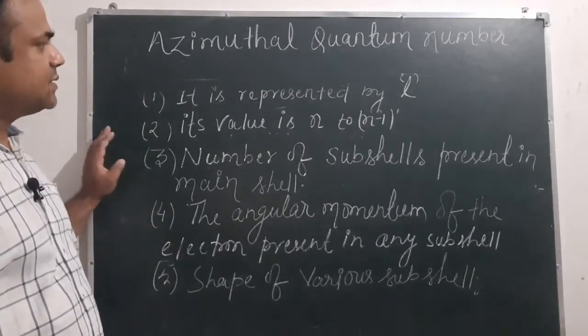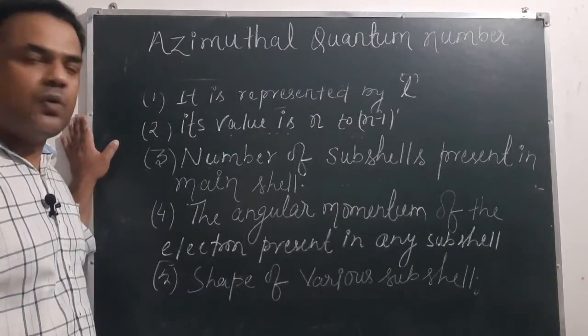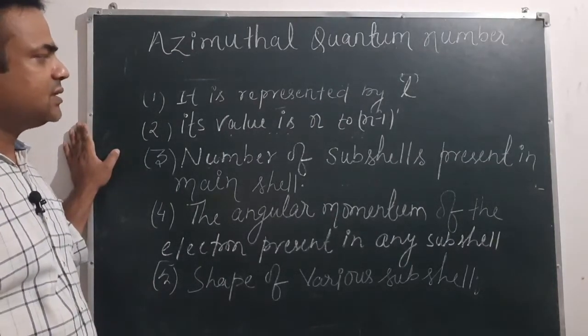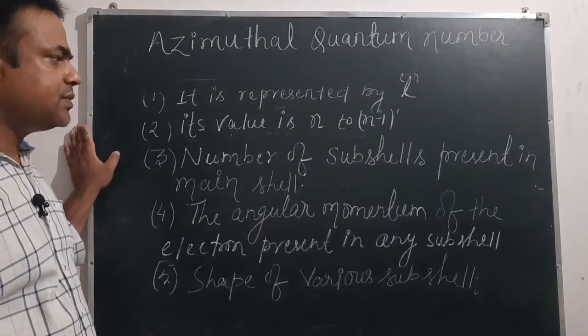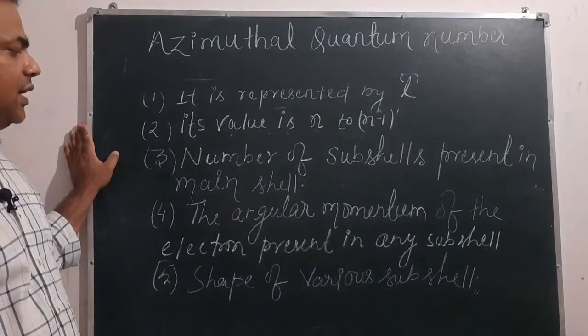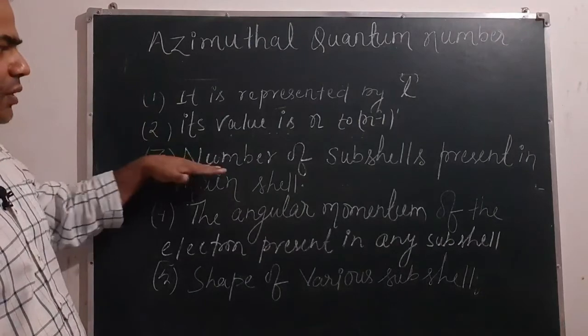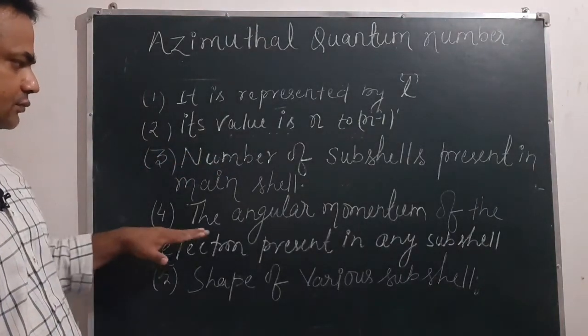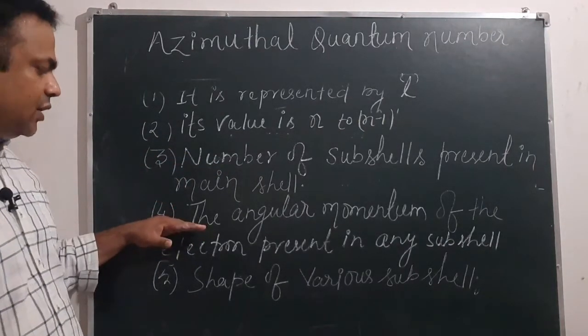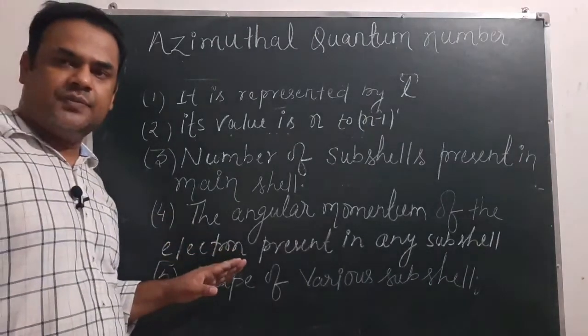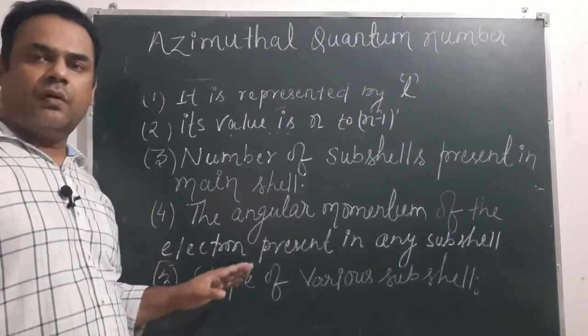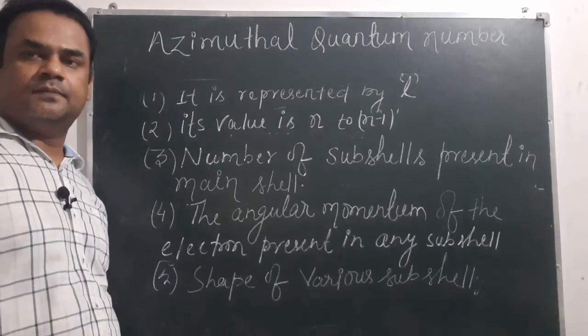So let's summarize. First, it is represented by small l. Its value is 0 to n minus 1. It gives the number of subshells present in the main shell. It also gives the angular momentum of the electron present in any subshell and the shape of various subshells.